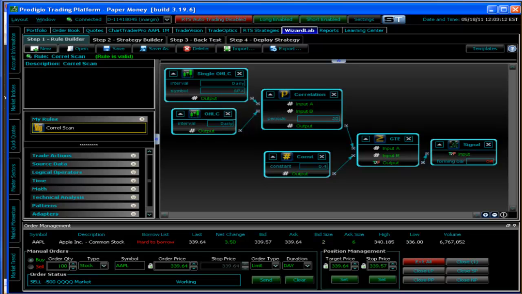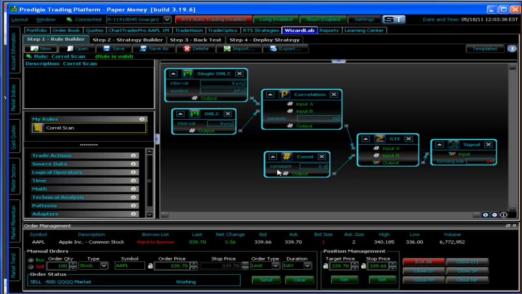Prodigio is the robotic trading system offered exclusively by Thinkorswim and TD Ameritrade. What you're able to do with Prodigio is create automated trading strategies without a scripting language. It's a simple matter of drag and drop, creating rules which simply replace the scripting language.